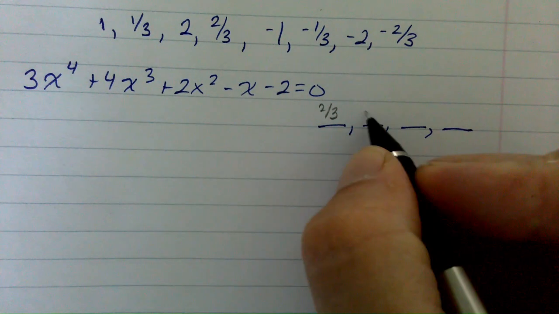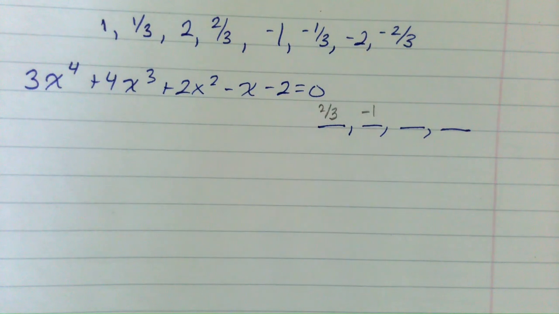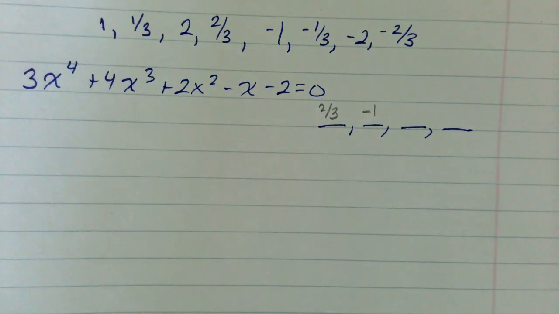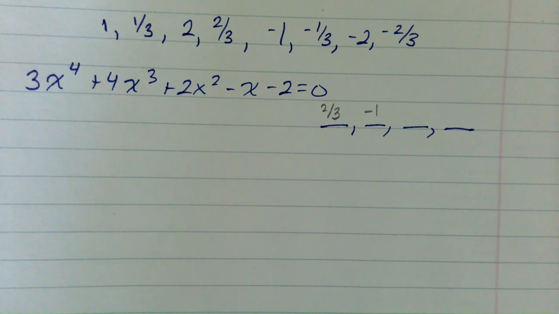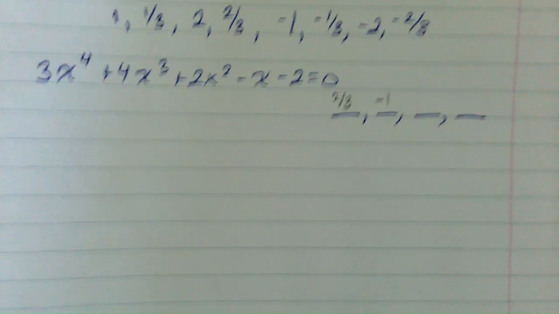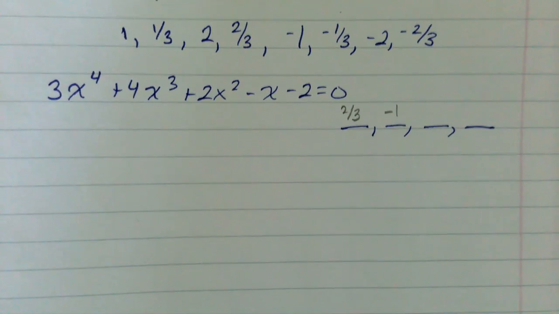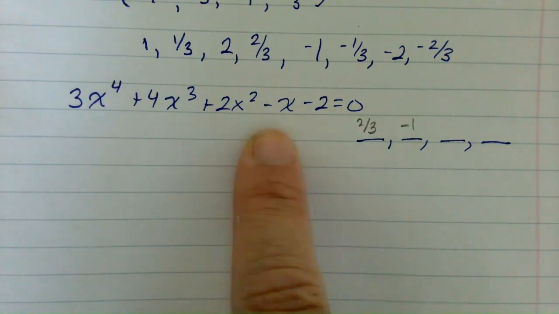Because I need to show you what happens anyways, just in case the other 2 are not real. Remember, imaginaries always happen in pairs. And I'll explain why that is. Actually, it's because of the conjugate pairs theorem, and it's because we have real numbers in our problem.